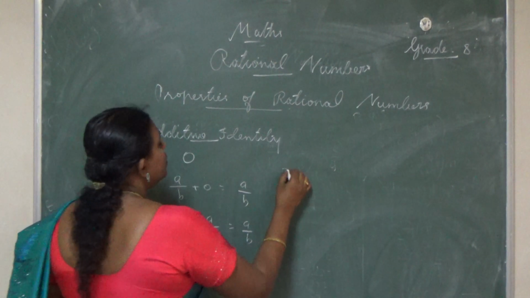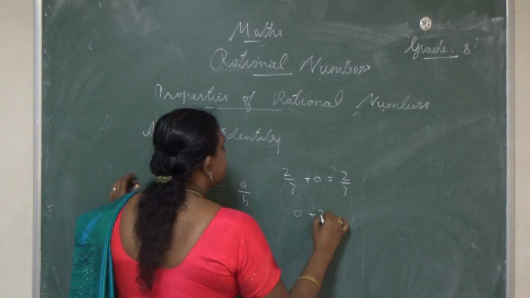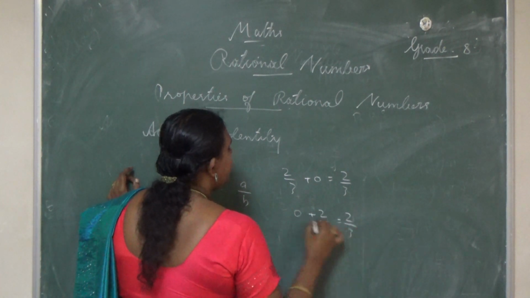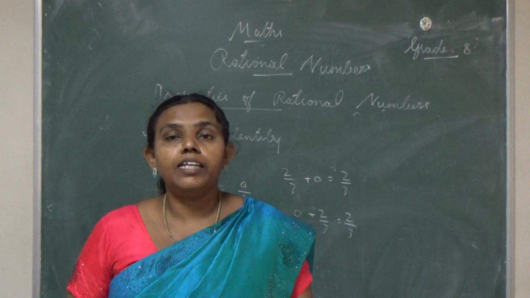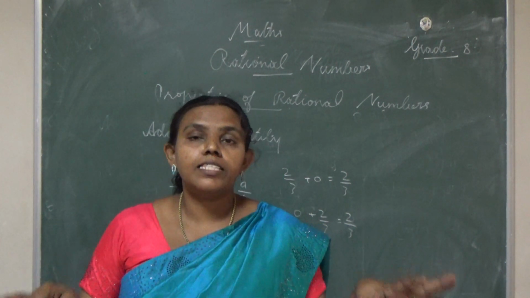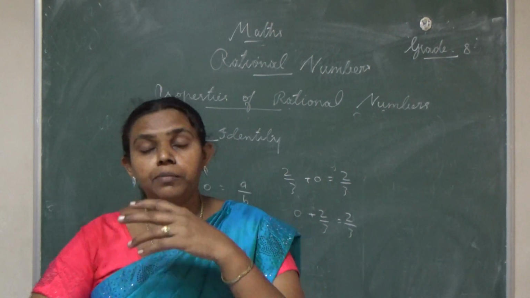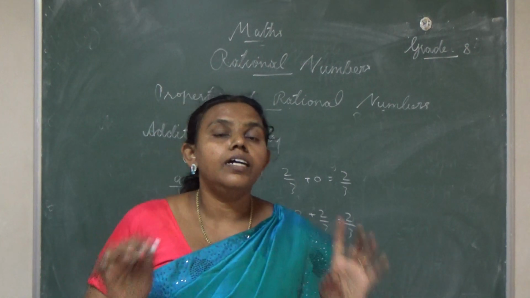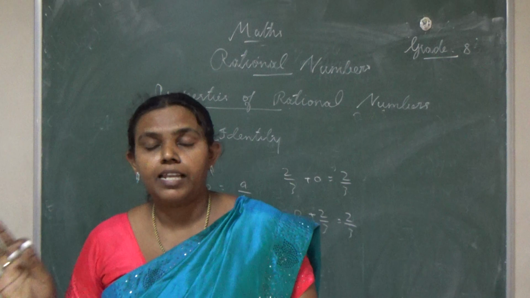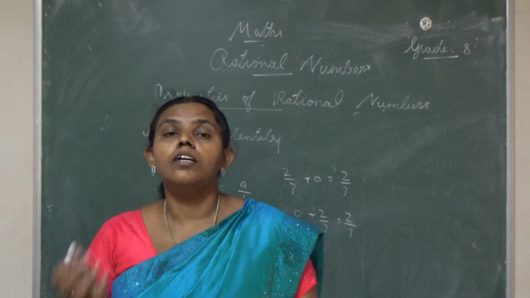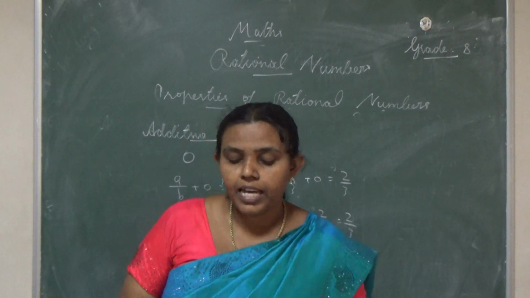For example, 2 by 3 plus 0 is equal to 2 by 3, and 0 plus 2 by 3 is 2 by 3. If we add 0 to any number, we will get the same number. So we say 0 is the additive identity. Don't confuse it with the multiplicative identity; keep in mind that for addition it is 0.